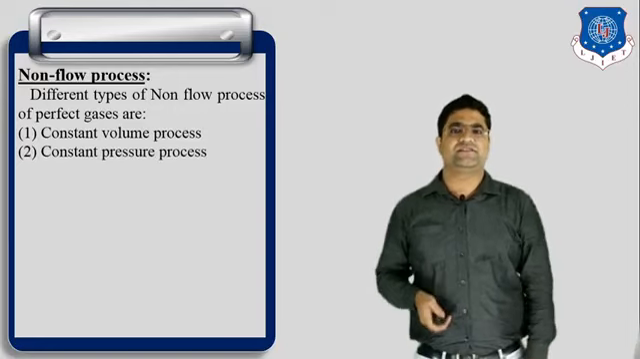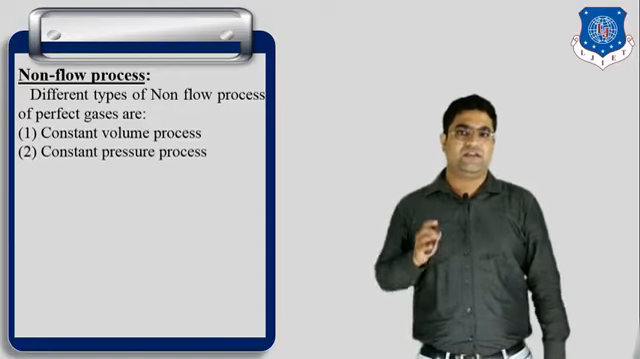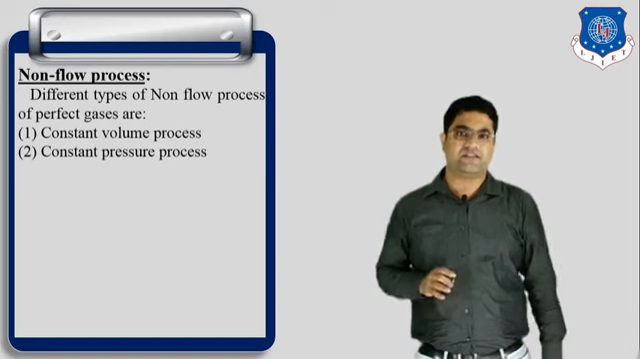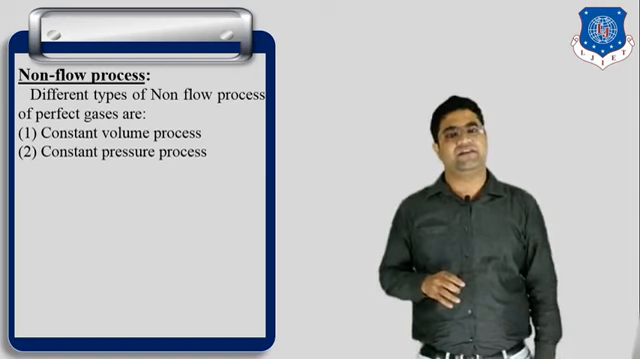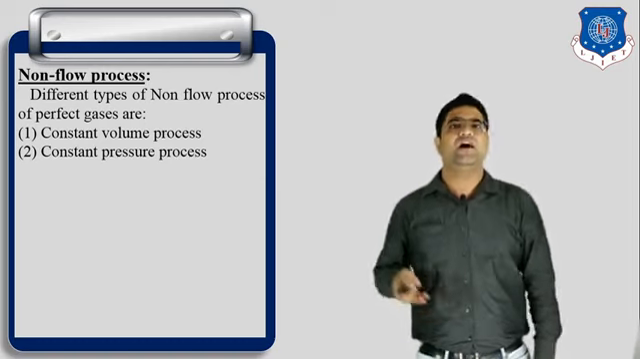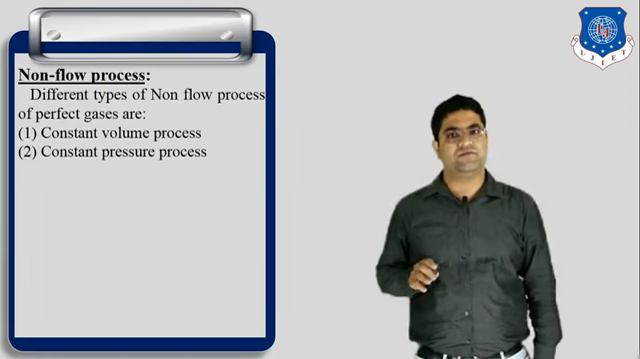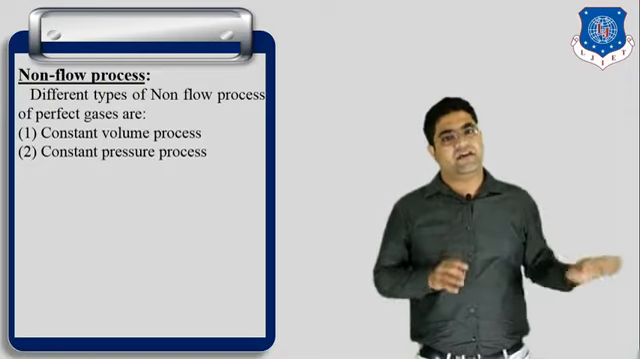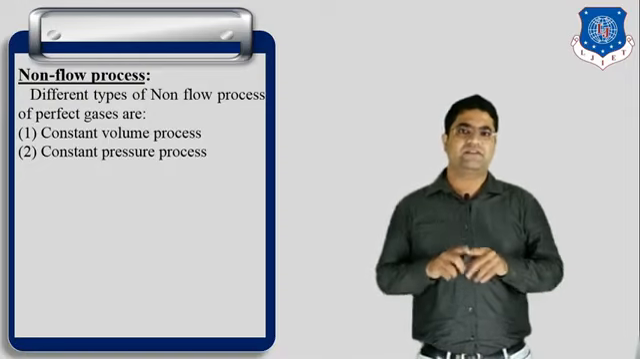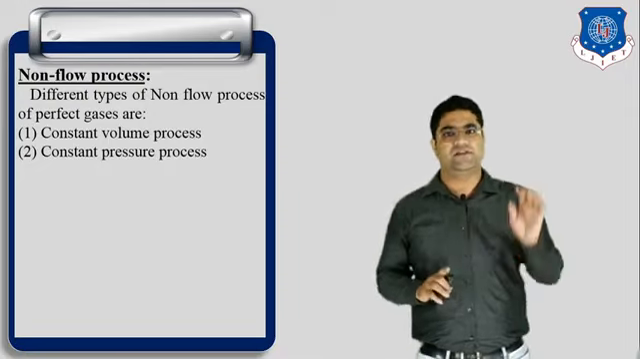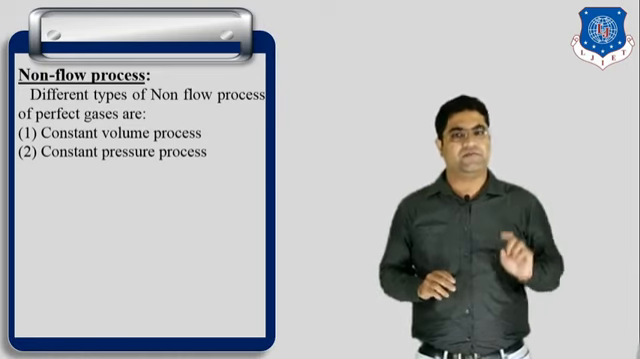Then the second process is the constant pressure process. In the constant pressure process, we will discuss how heat interaction takes place, how the work done takes place, energy transfer, and enthalpy, all in the constant pressure process. It is also known as the isobaric process.